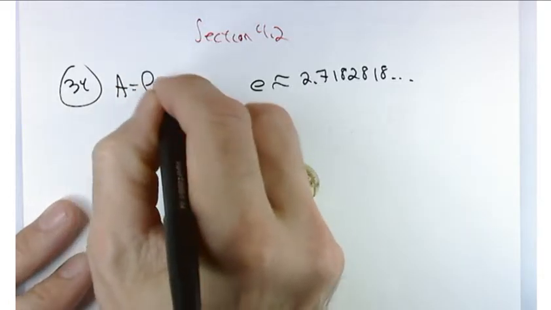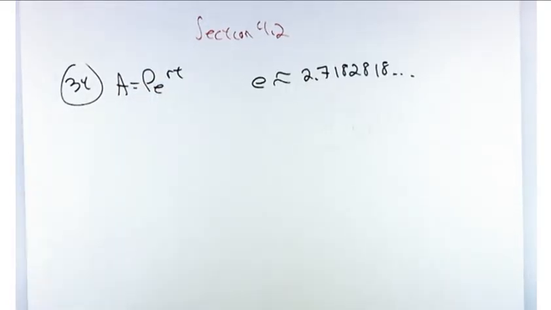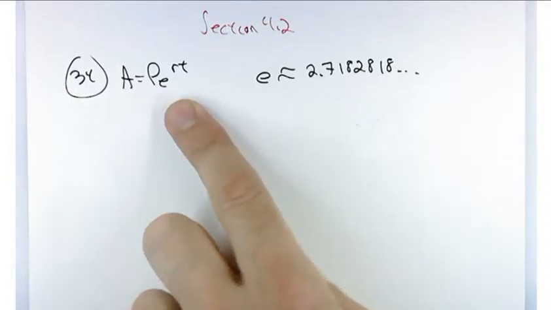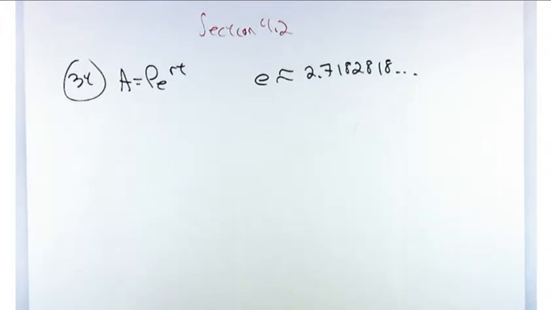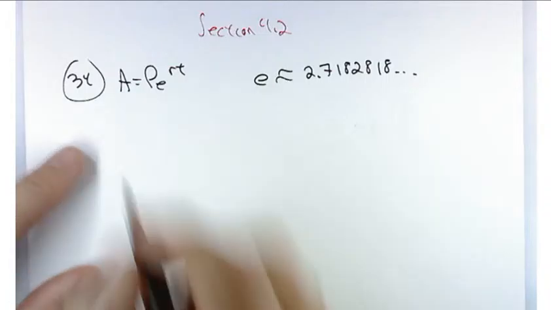The formula for continuously compounded interest is A equals P e to the rt. Now, I will give you this formula on an exam, but you have to know how to use it, and know when to use it. Because this is for continuously compounded interest.